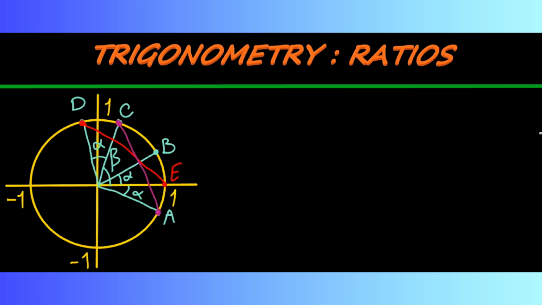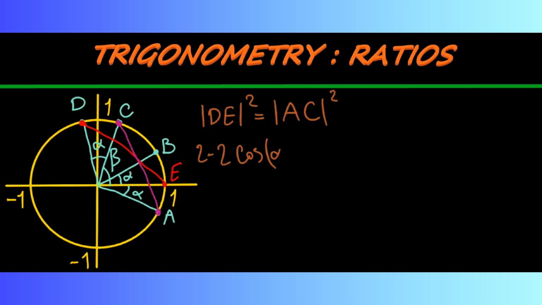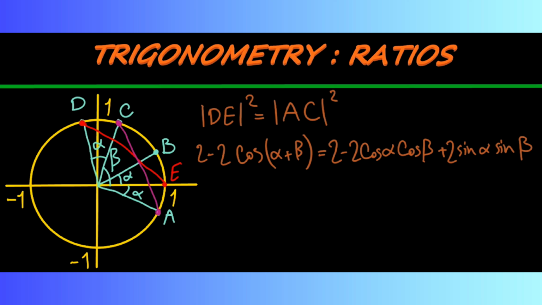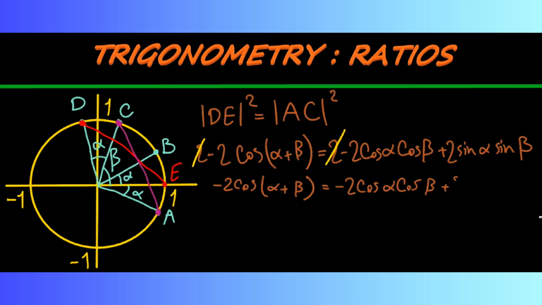Okay, we agreed that AC and DE length are the same. So we can replace them with the equations we found for them. And again, after some algebraic fun tricks, we extract the cosine of alpha plus beta, and we find a very important and useful equation which we will memorize as a formula and use a lot to find other useful and important formulas of trigonometry.